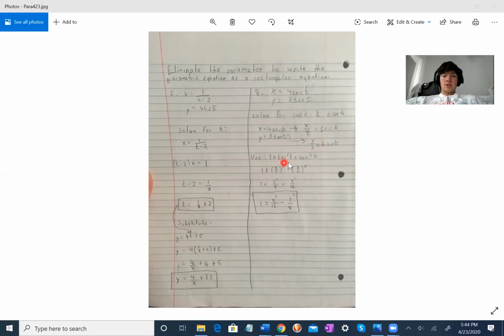Okay, so then I just squared those fractions. And remember, when you square fractions, you square both the top and bottom. So 1 plus y squared over 9 is equal to x squared over 4 squared, which is 16.